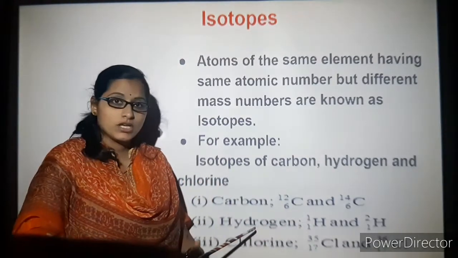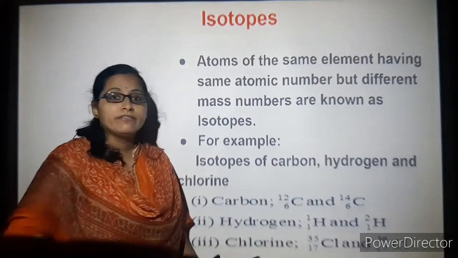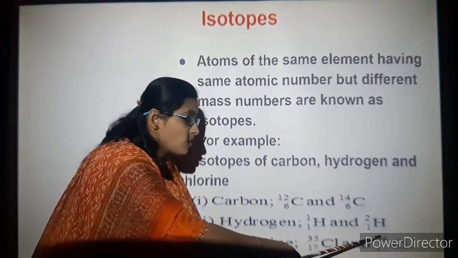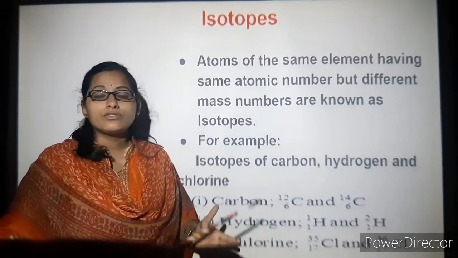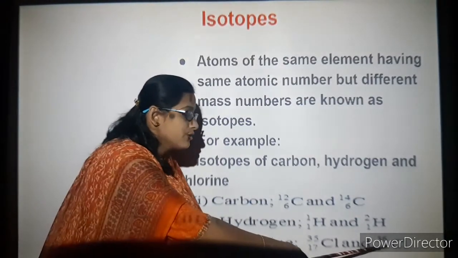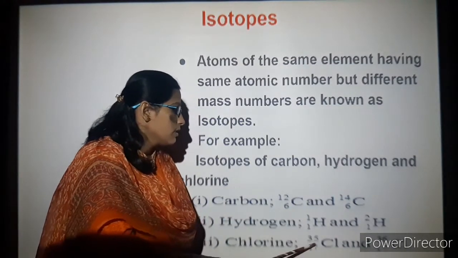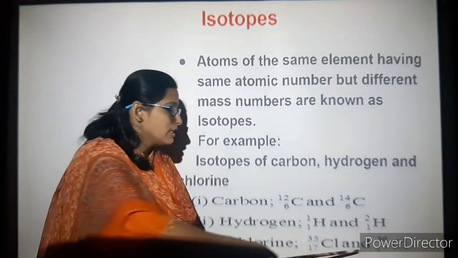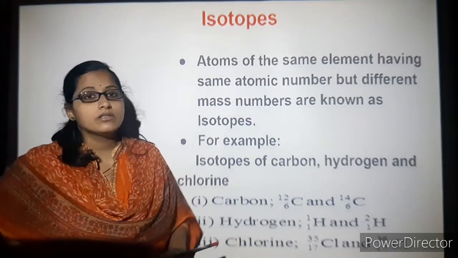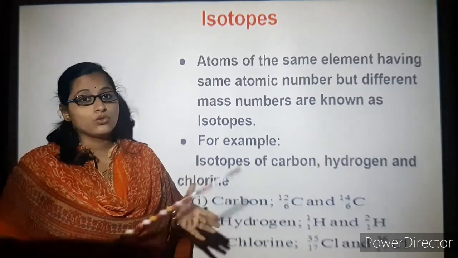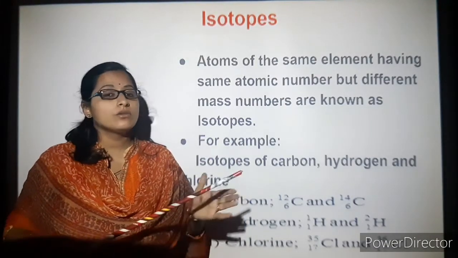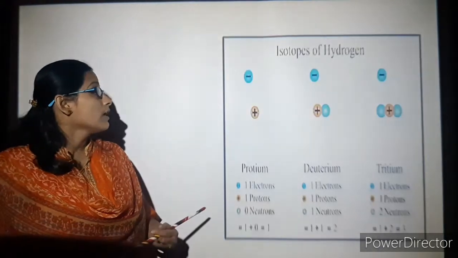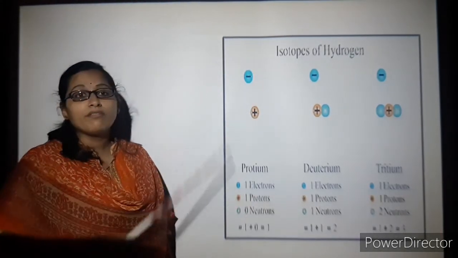There will be a slight change. 35 is the mass number, but here you can see that one additional neutron is present in chlorine 2. That is, chlorine has isotopes with mass numbers 35 and 36, where we can see that the atomic number remains the same but the mass number differs. So let's see now the isotopes of hydrogen.